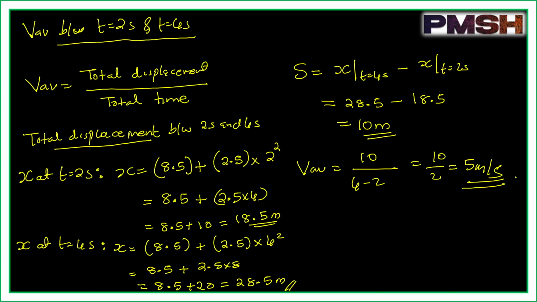So what you will do? You will find the displacement at 2 seconds. You will find the displacement at 4 seconds. Then you will subtract the displacement at 2 seconds from the displacement at 4 seconds. Clear? Then you will get the total displacement between that time interval. Then what is the total time taken? It's just 2 seconds, right? The total time taken to make this displacement of 10 meters is just 2 seconds. You just divide them to get the V average. Okay.